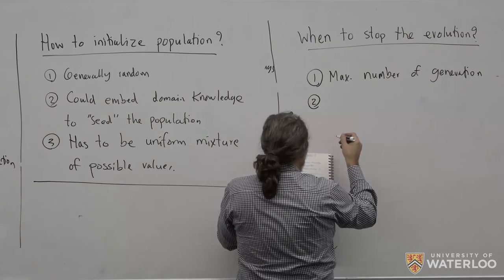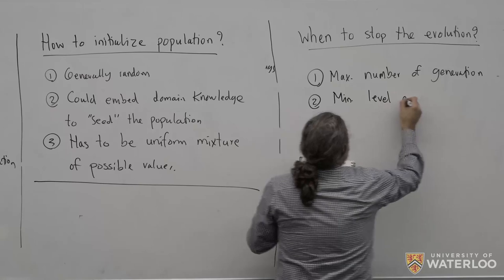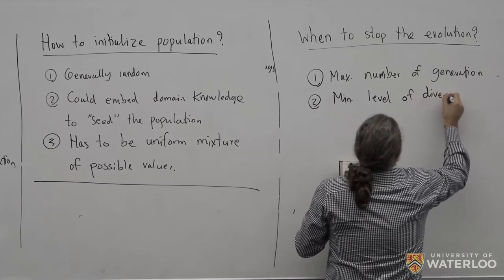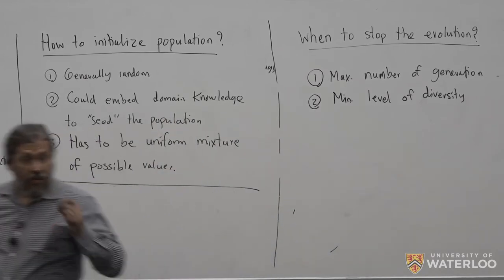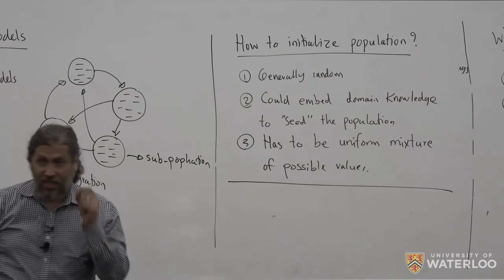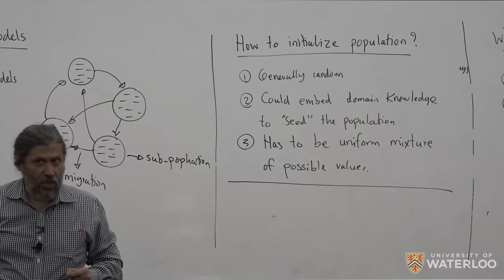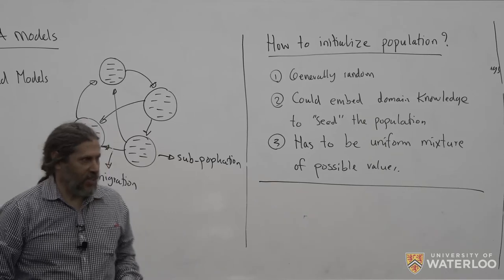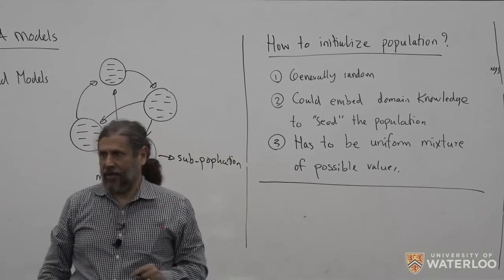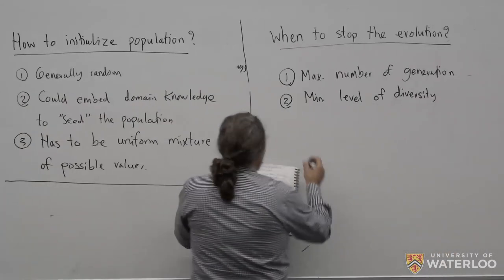Second, you can look for a minimum level of diversity. You don't want maximum diversity, right? If the evolution has done its job, then everybody inside the population is fit. Everybody is fit. So you don't want much diversity at the end. At the beginning, you like diversity. Toward the end, you don't like diversity. So a minimum level of diversity to stop.